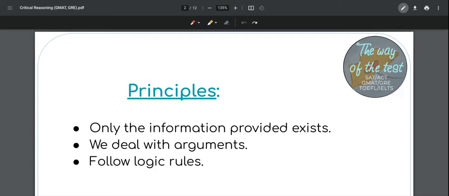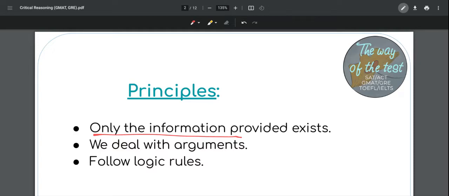The first principle is that only the information provided exists. Remember, this is a principle that we pretty much use also in the reading comprehension section. So we do not bring outside information. We do not correct any information that we think is wrong or that we know to be factually incorrect compared to real life. We just take whatever information they are giving us. This is important because a type of mistake is people assuming or bringing in or completing the information that is presented. Remember, don't do this. Only the information provided exists.